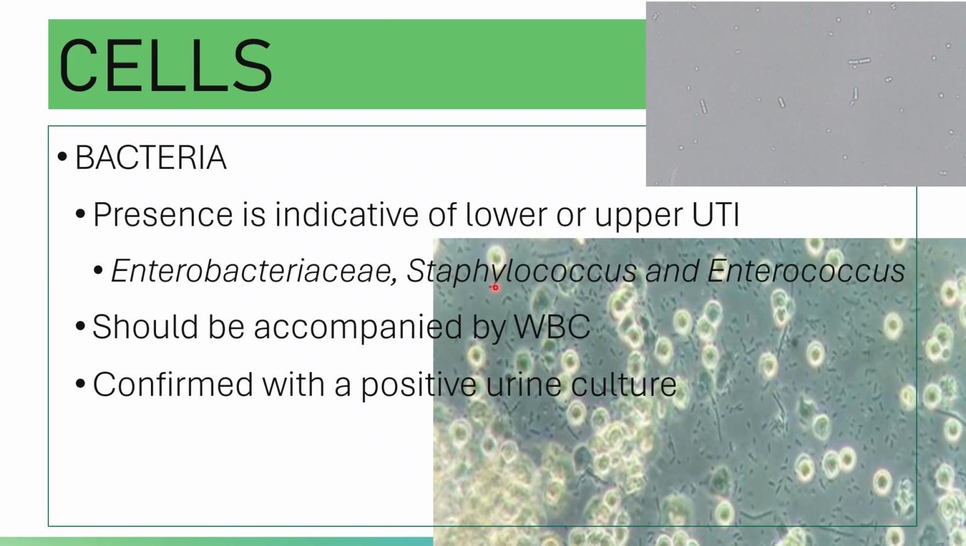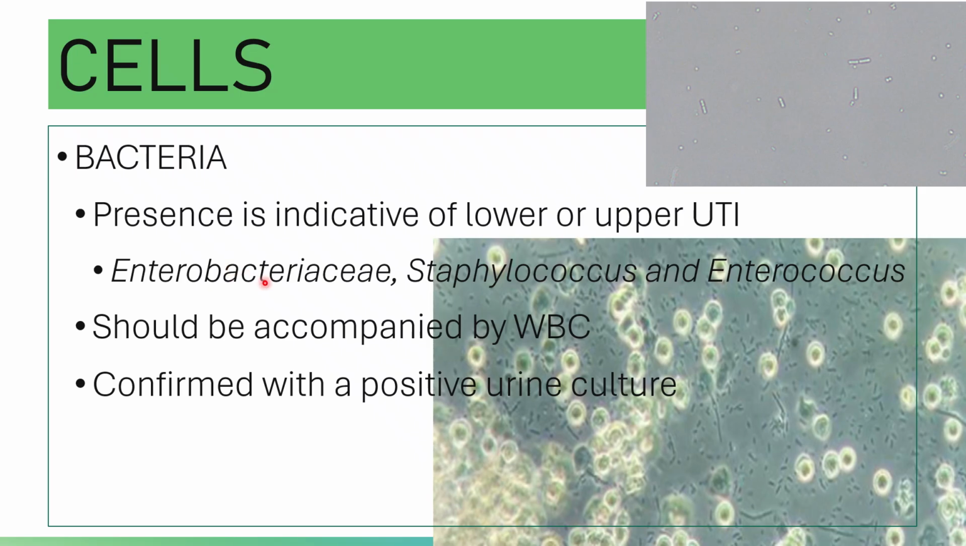Bacteria, or bacteriuria, the presence of bacteria in the urine, is indicative of a lower or upper UTI. Most commonly, rod-shaped bacteria are seen because enteric organisms are the causative agents in the majority of UTI. Please note, enteric, in your intestines. The bacteria associated with UTI most frequently are Enterobacteriaceae. These are gram-negative rods.